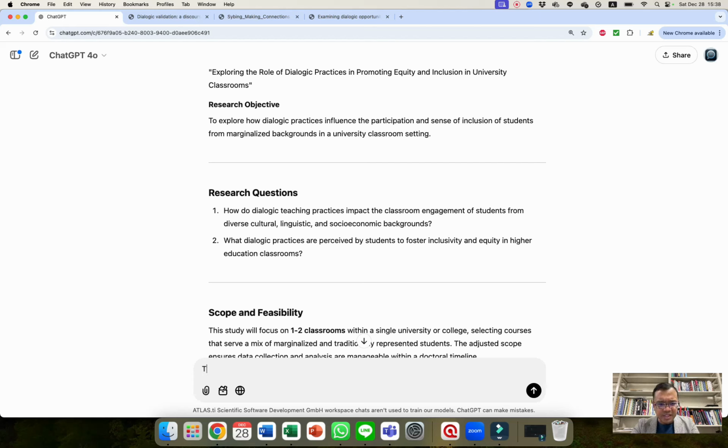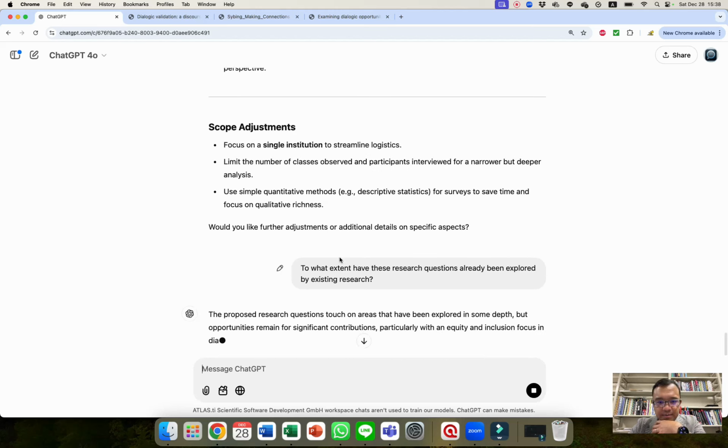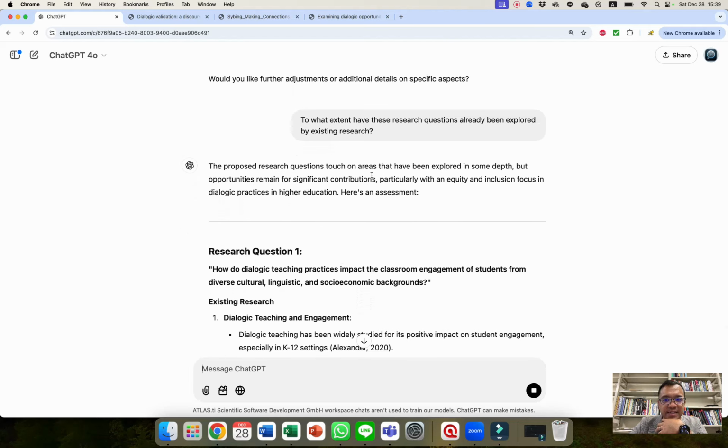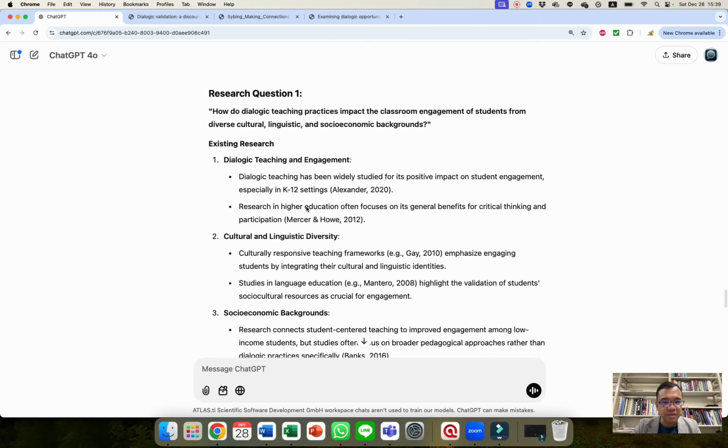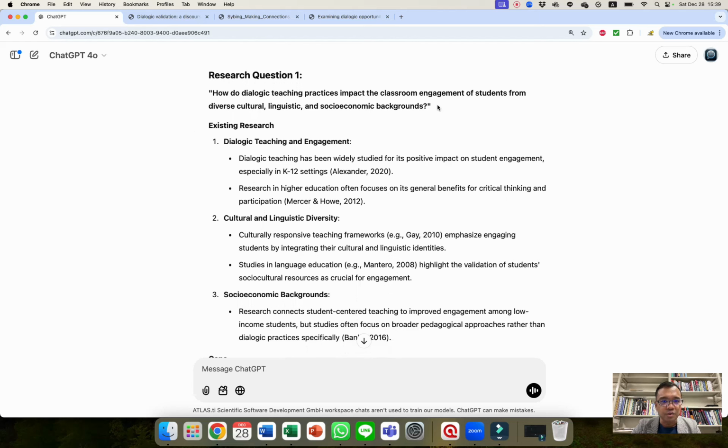So let's ask ChatGPT, to what extent have these research questions already been explored by existing research? Let's do that. And let's see. They have been explored in some depth, but opportunities remain for significant contributions. That's an important one, right? Are these contributions not yet defined, and especially with equity and inclusion and dialogic practices? For example, it will break down the first research question.